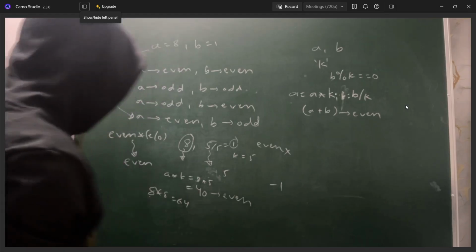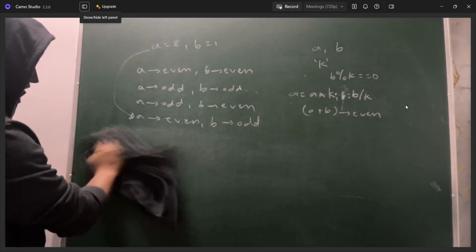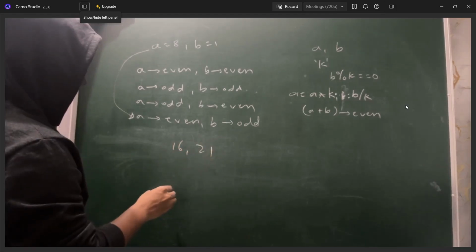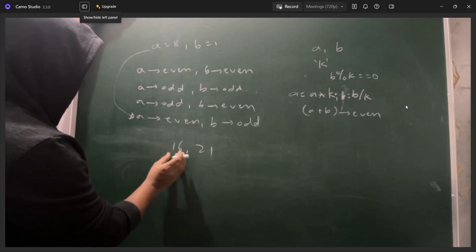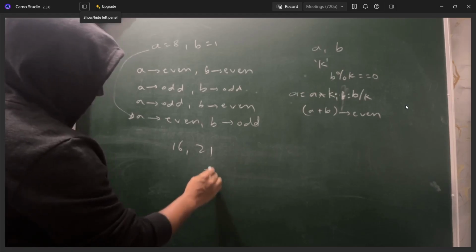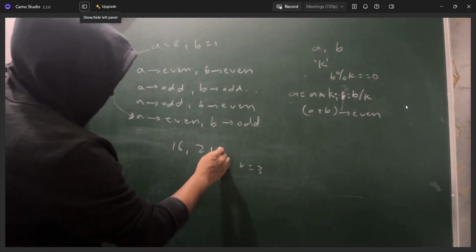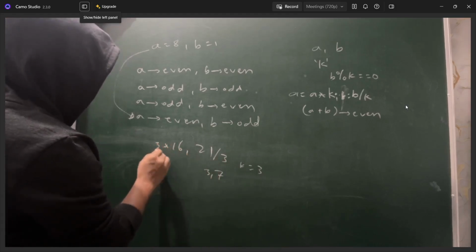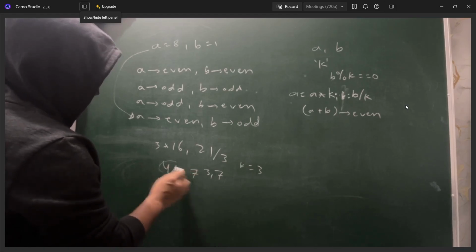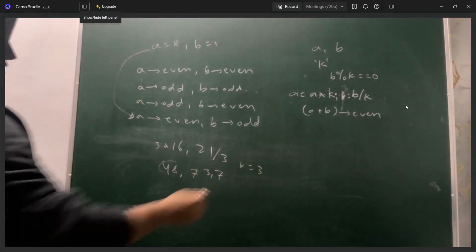So I think you guys got to know how to deal with this case. One more time, let me take 16 and 21. Again it lies in this case, which is even and odd. Its prime factors are 3 and 7, since 3 times 7 is 21. If you take k as 3, you divide by 3 and multiply by 3, this will give you 48 and this will give you 7. So this is even and this is odd, so the sum will never be even. So I think you are now clear with this case.